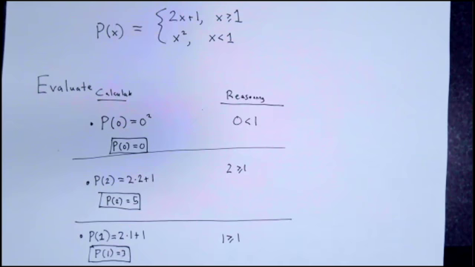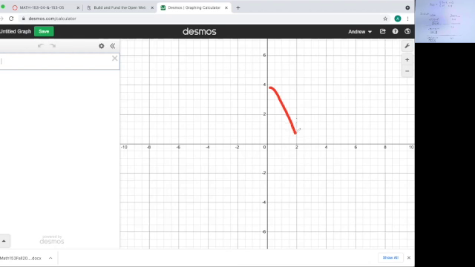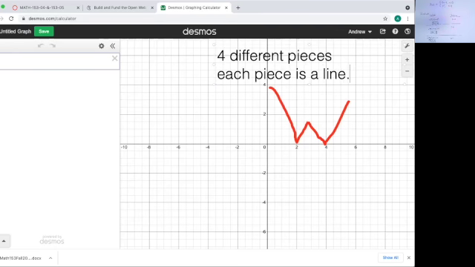Now, what I want us to be able to do is to use this to make letters and write words. Let's say I wanted to write a W. So is this the graph of a function? Yes, it passes the vertical line test, right? That's all that matters. As long as it passes the vertical line test, we're good. How many different pieces do you see here? You see 4 different pieces, and each piece is a line, right? So I'm going to make a piecewise function that has 4 different linear pieces.